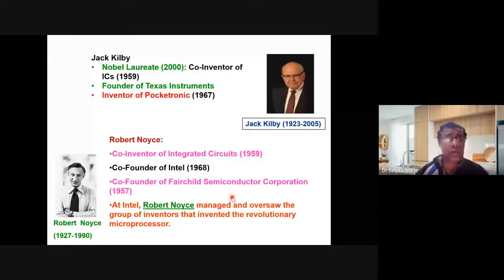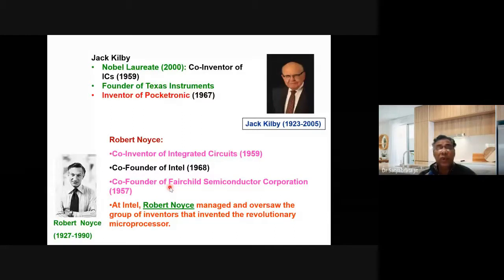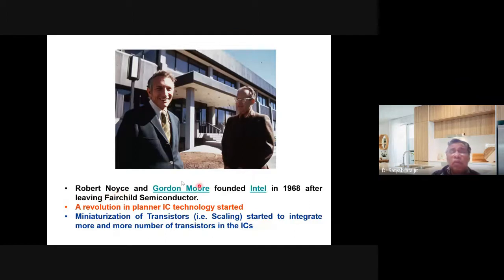So then, unfortunately, in 1990, Robert Noyce expired. So on the basis of that, in 2000, Jack Kilby was awarded the Nobel Prize for the invention of the integrated circuit. Now here, Robert Noyce was already in Intel, and Gordon Moore also, both founded Intel in 1968, and both left Fairchild.